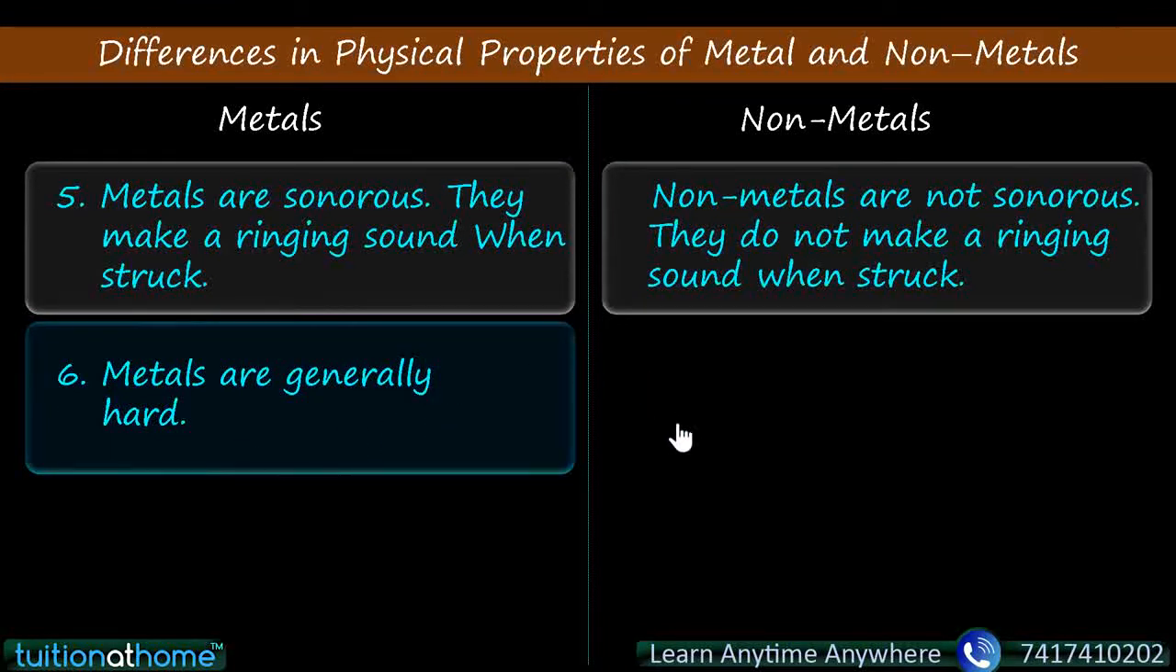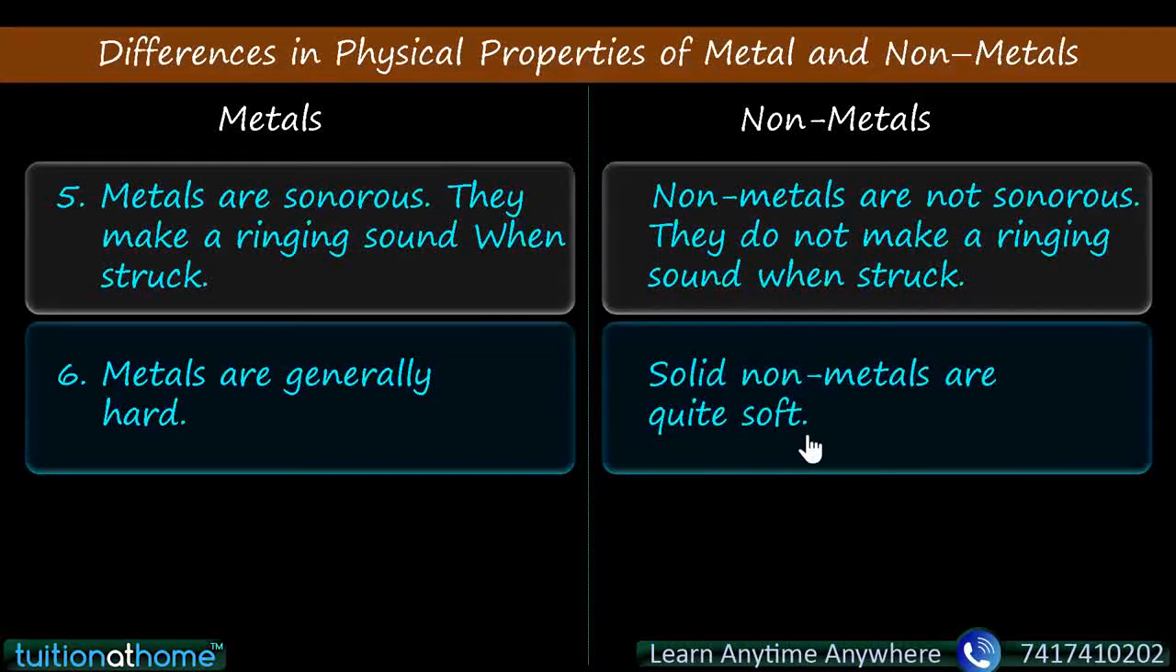Then we have non-metals, which, if we talk about solid non-metals, are quite soft. Again, metals are generally hard, but metals like sodium and potassium are soft. We have mercury, which is a liquid. So these are not hard. Coming back to non-metals, a solid non-metal such as diamond is really hard, right?